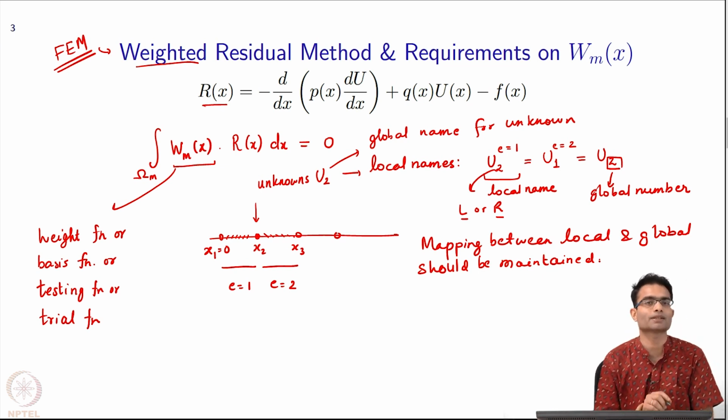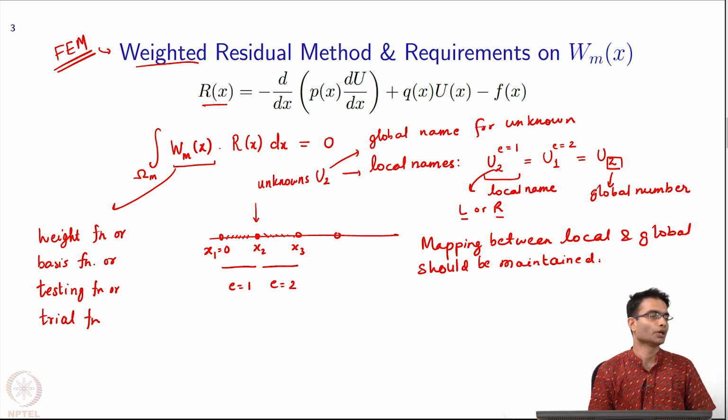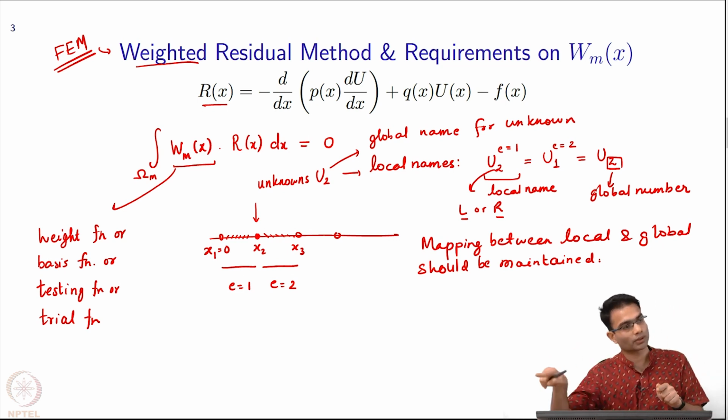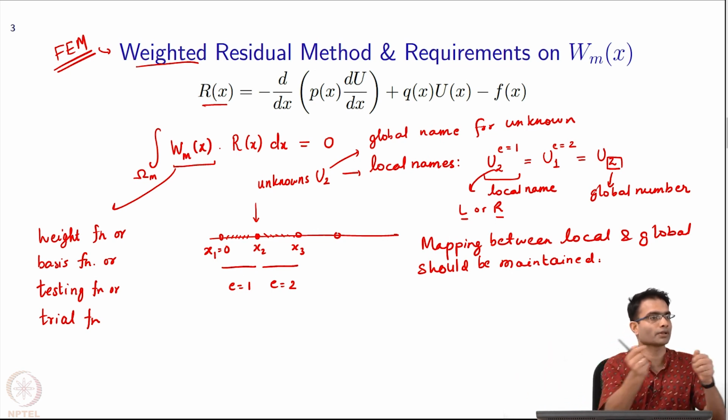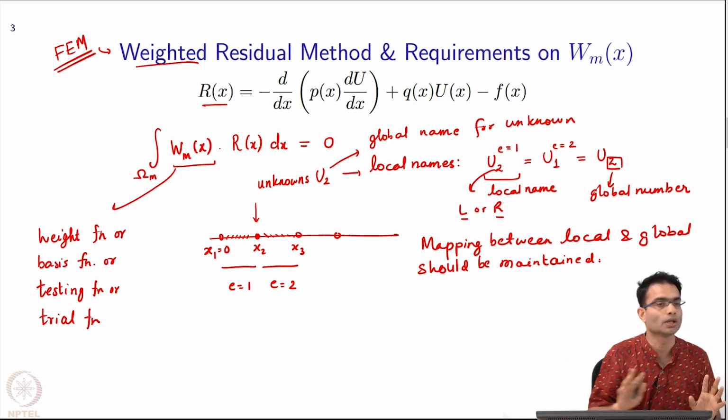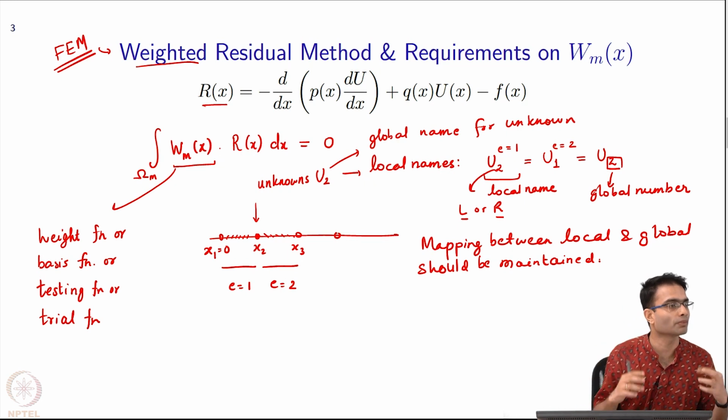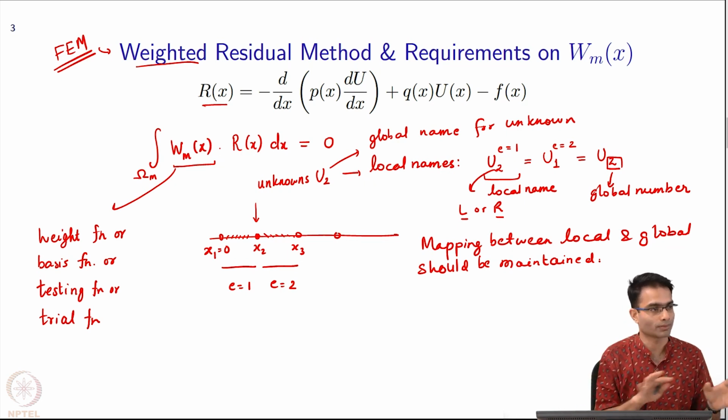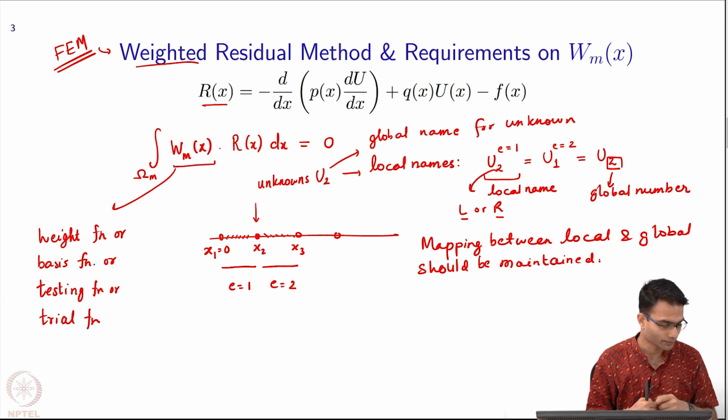Typically there is some data structure that you will use to maintain this mapping. So what does this mapping tell you? If you give me the global number, you should be able to tell me what the local numbers are. Similarly, if you give me the local numbers, there is a mapping that will tell you the global number. So these are implementation issues. When you implement your code, you should have this functionality.